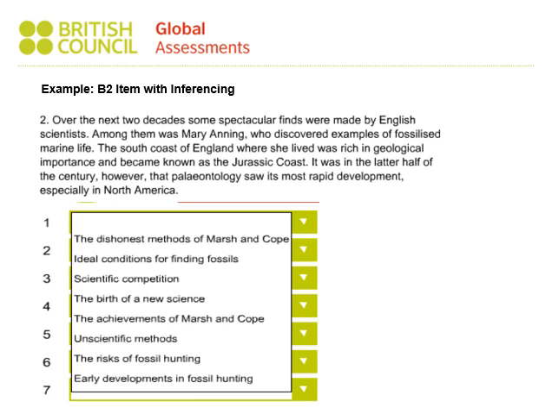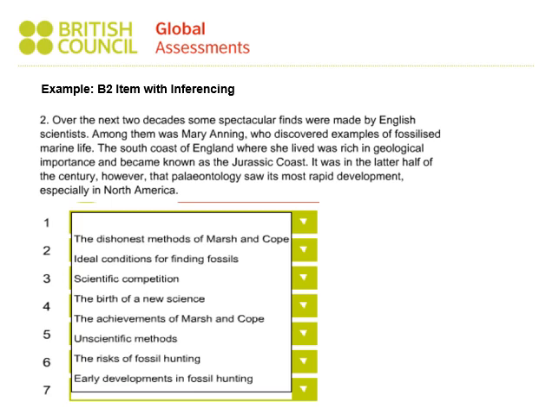So in paragraph 1, this is paragraph 2, but in paragraph 1, it talks about the beginning of paleontology, this new science of studying dinosaurs. So this means that over the next 2 decades, so that means we need to go back to that first paragraph to see what the previous 2 decades had been about. And that had been the birth of a new science, the option there. So this is not the option here, but it is early developments in fossil hunting. That would be the key.